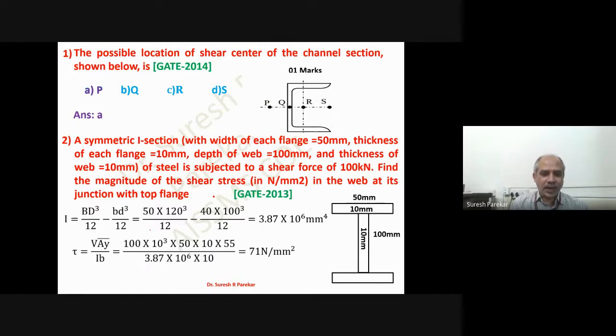Then we subtract and get the value of I. Then by using the formula for tau, we calculate. Now the important term is A y bar. We take A y bar of the area above that junction. So we have 50 into 10, and we take the centroid distance from the center of this, which is 50, to the center of this flange. This is again 5, so in total we have 55. I already calculated as 3.87, so that value is 71.1 something. We have taken 71 Newton per mm square.